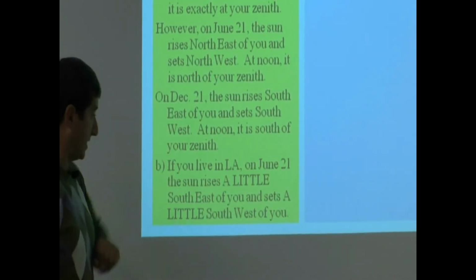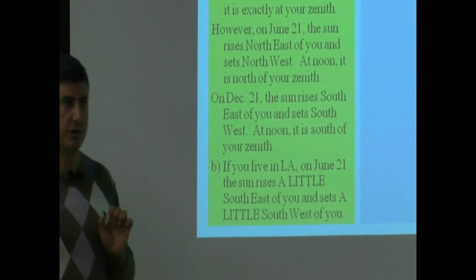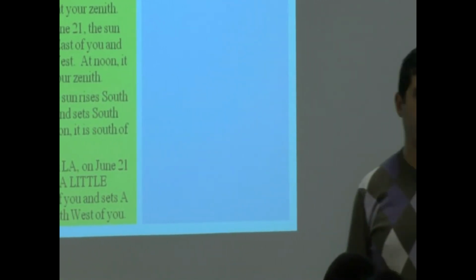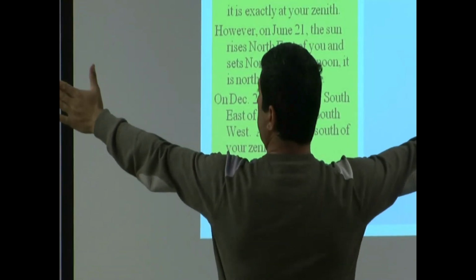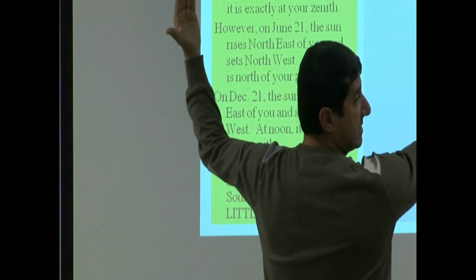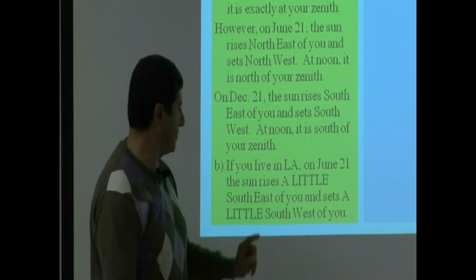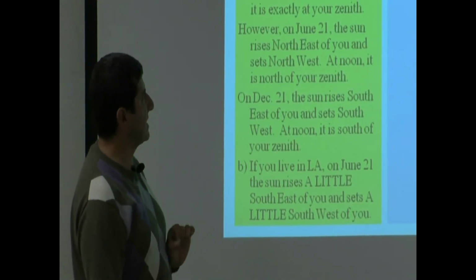If you live in LA, on June 21, the sun rises a little southeast of you. Remember, I think I've mentioned this to you before. For LA, the sun will never be directly overhead for us. So we're always going to cast a little bit of a shadow. As the months go by and we approach June, we're going to notice that the sun is going more north, north, north. Eventually on June 21, it's going to be the closest to us that it possibly is, right? So it's going to rise a little southeast of you and set a little southwest. At noon, it is a little south of your zenith.